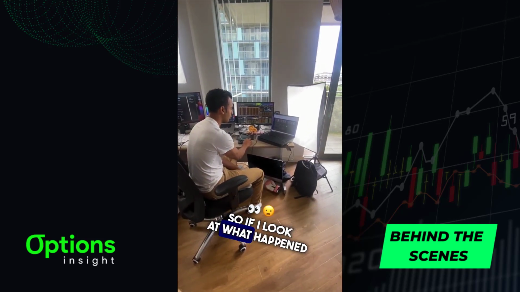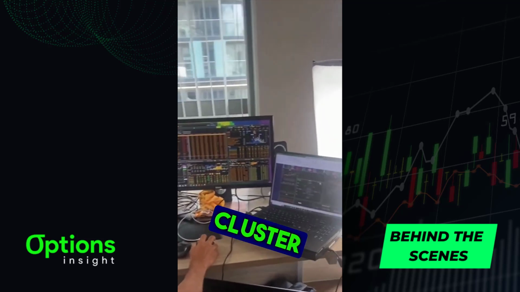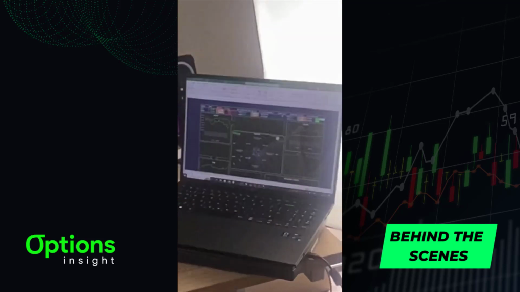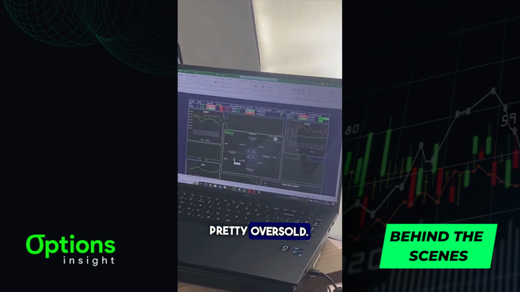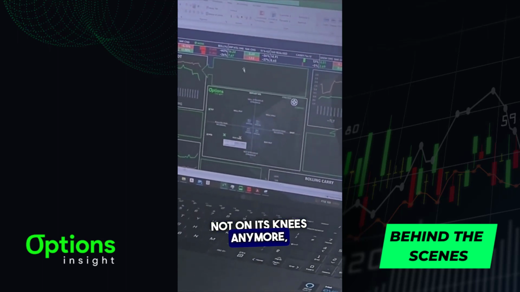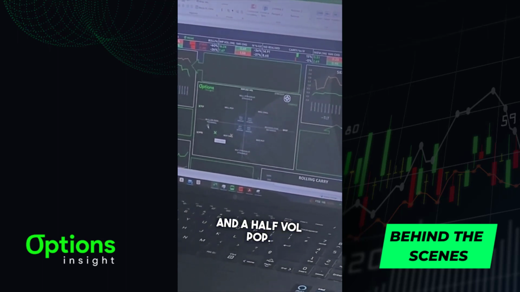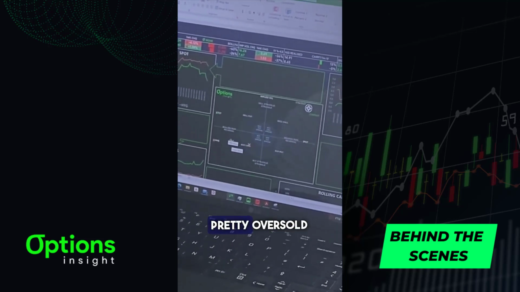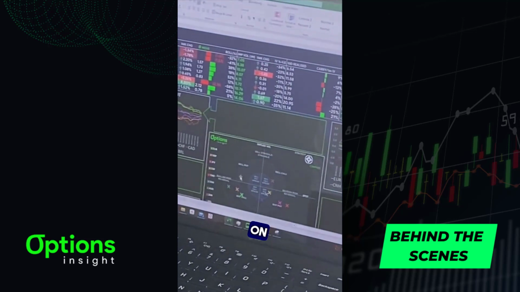So if I look at what happened yesterday, we've got a bit of a cluster in the middle there. For sectors, bonds, we're seeing TLT pretty oversold. Vol's not on its knees anymore, it's actually had about a 3.5 vol pop. But in terms of spot, it does look pretty oversold right now. So that's got my juices flowing on bonds.